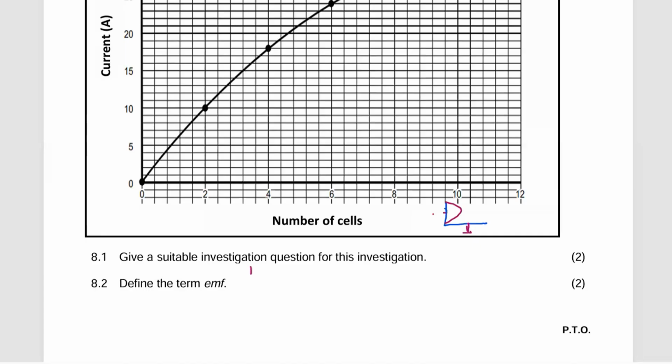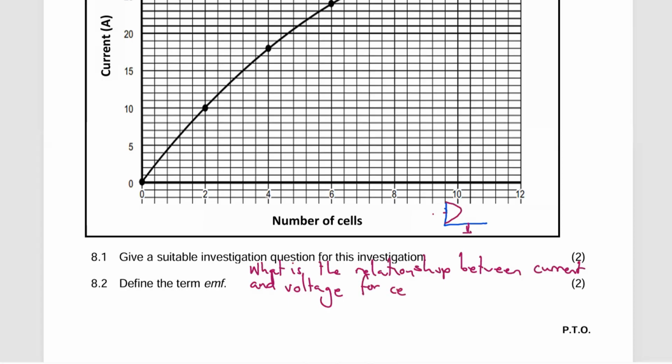So my suitable investigative question is going to be: what is the relationship between current and voltage for cells connected in series? Okay, so that's my investigative question there.